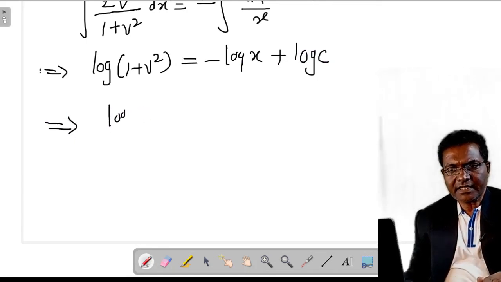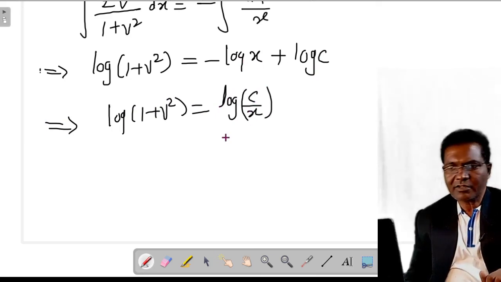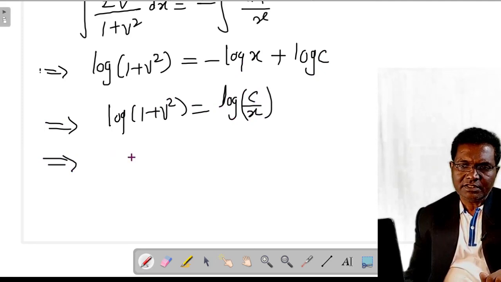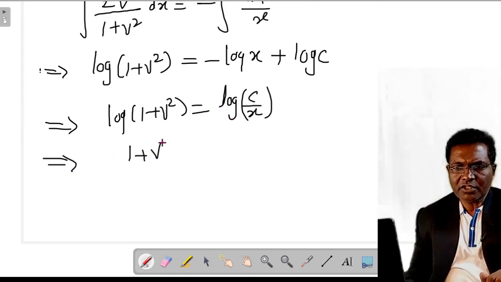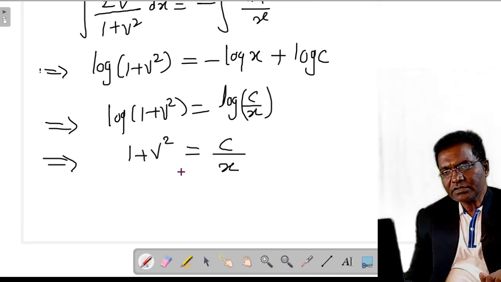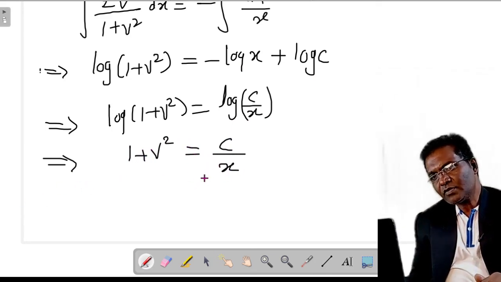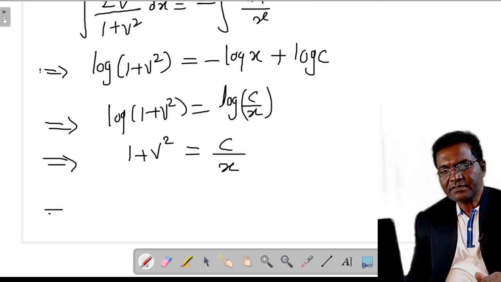This I can write it as, it is log m minus log n, so it is log m by n. So I can write c by x, log m minus log n. So both sides you have log. So taking anti-log, log gets cancelled. 1 plus v square is equal to c by x.